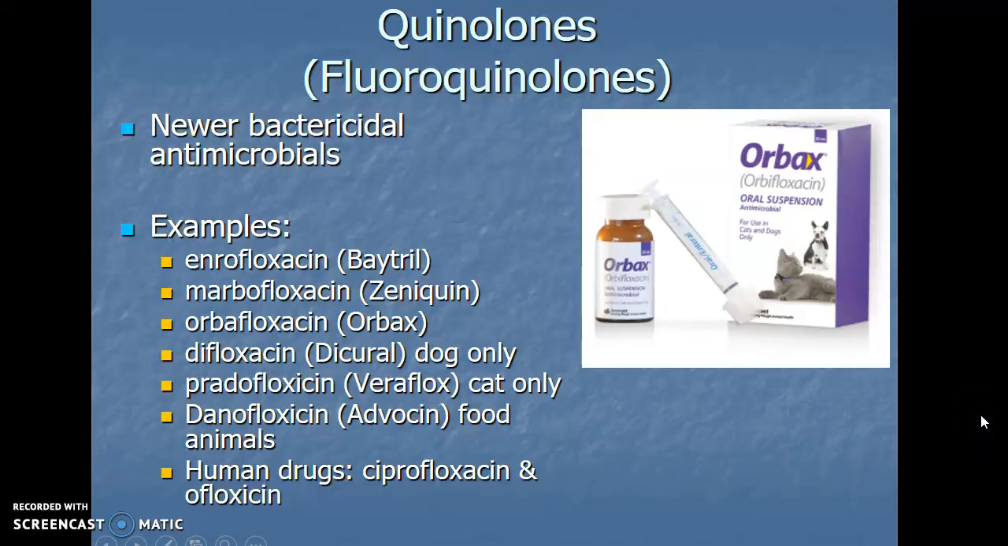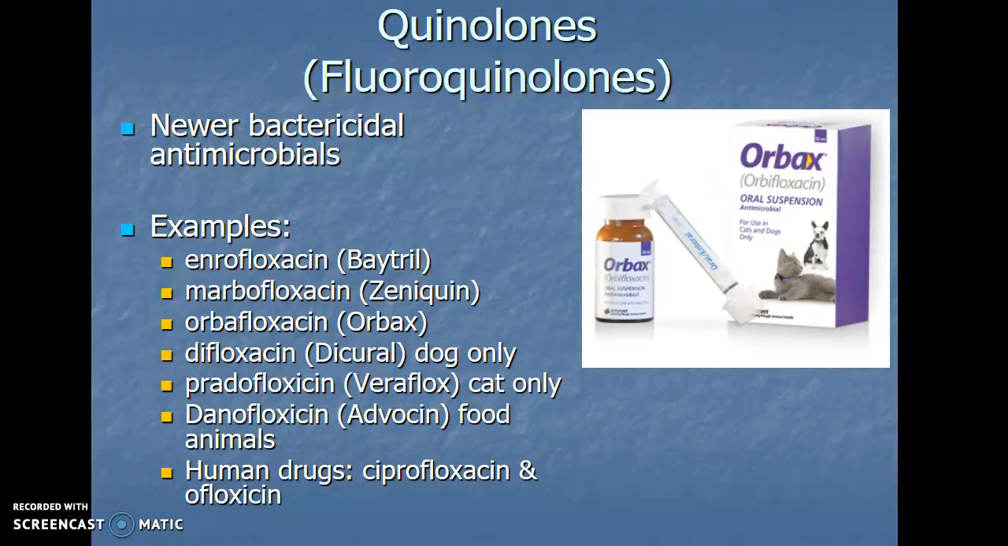The last group of drugs in this section are called quinolones. It's kind of shortened for fluoroquinolones. These are relatively newer antimicrobials. They're bactericidal. They came out in the 1980s, so they're not that recent, but they're a little more recent than some of the penicillins and sulfa drugs that came out earlier in that century. So, some examples. I'm just going to run through some of these names so that you hear them.